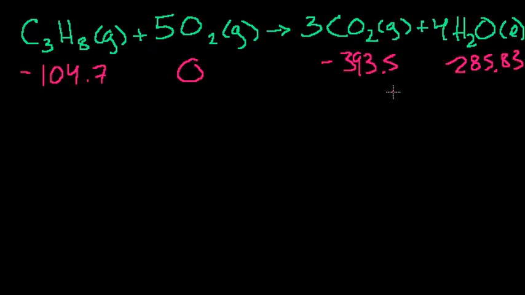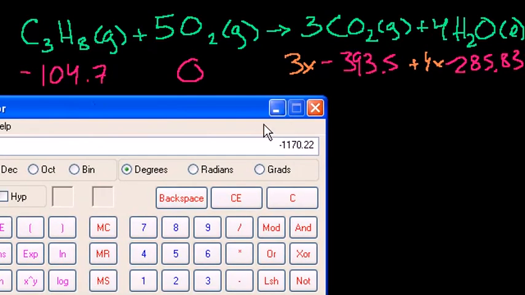So let's see. We have to figure out the heat of formation of the products. So it's going to be 3 times this, because we formed 3 moles of this. For every mole, we release this much energy. And then plus 4 times this, and then subtract out 1 times this. So what do we get? We get 3 times minus 393.5, plus 4 times minus 285.83, which is equal to minus 2,300 kilojoules roughly.